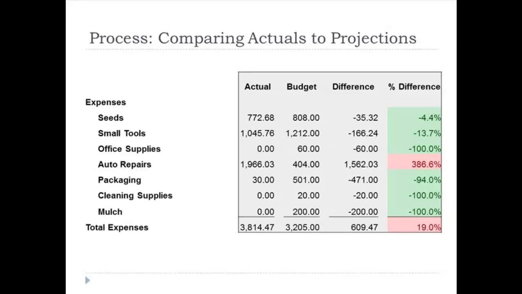$1,500 over budget once, not a big deal. Hopefully the farmer built in enough of a cushion that he or she can absorb that. But it certainly is a lot, and you certainly don't want to repeat it.